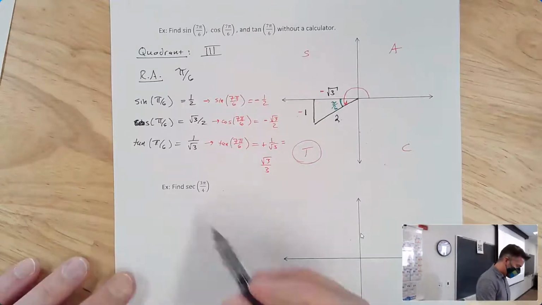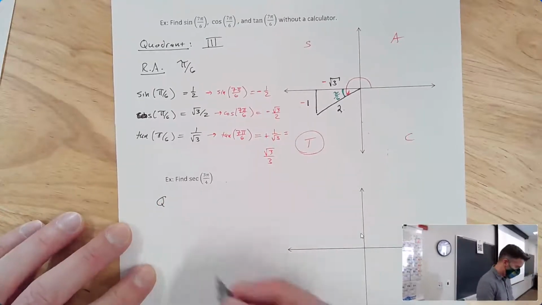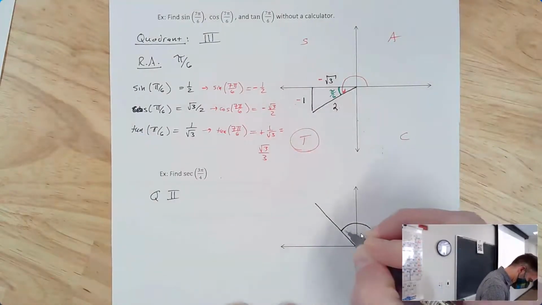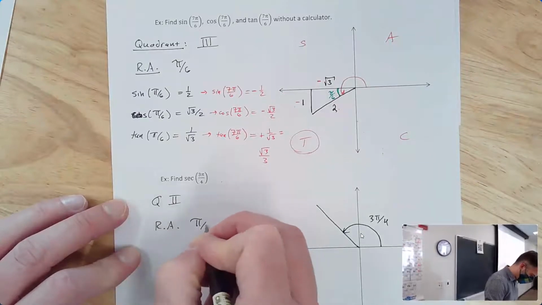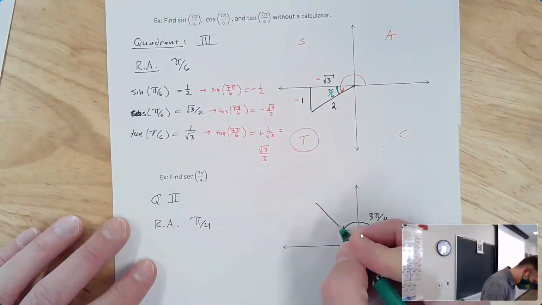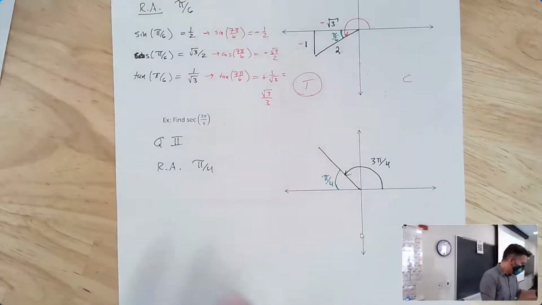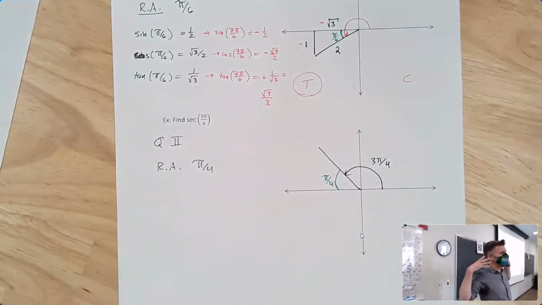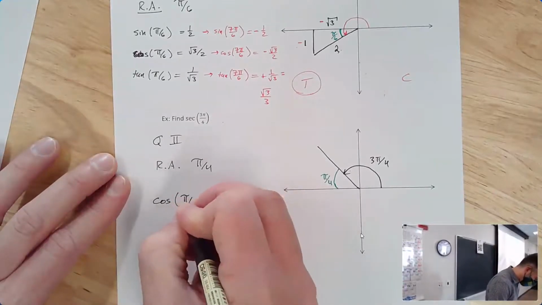All right. If I want to find secant of 3 pi over 4, I'm going to think about the quadrant. That's in quadrant 2, and the reference angle is pi over 4. I'm really not going to draw the triangle. That's not the way I like to go about doing this. Secant is never what's in my brain, so I'm going to think about cosine, and secant is the reciprocal of cosine. And what's cosine of pi over 4?